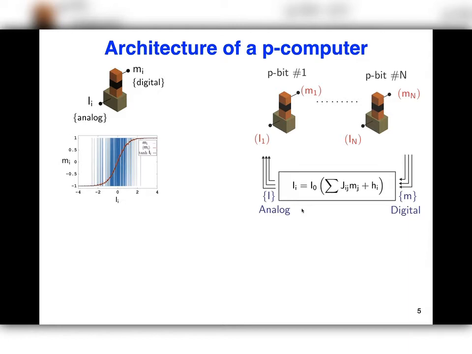But this is what you might call the Ising problem, where there's a lot of ongoing activity to try to solve these Ising problems. But in general, the architecture we envision is a little bit more general.